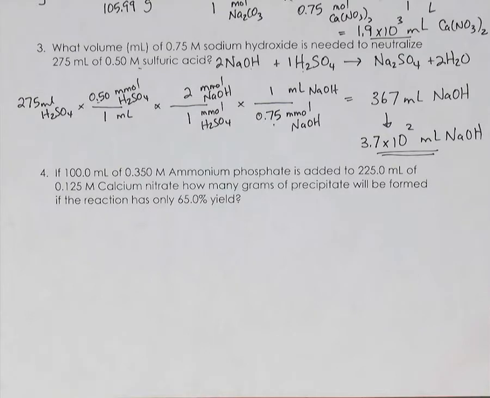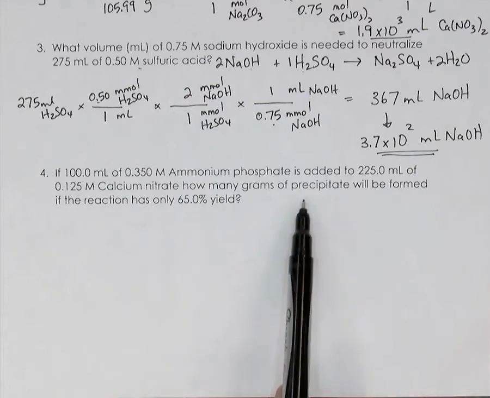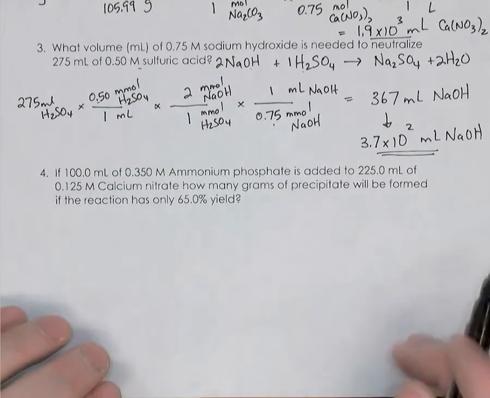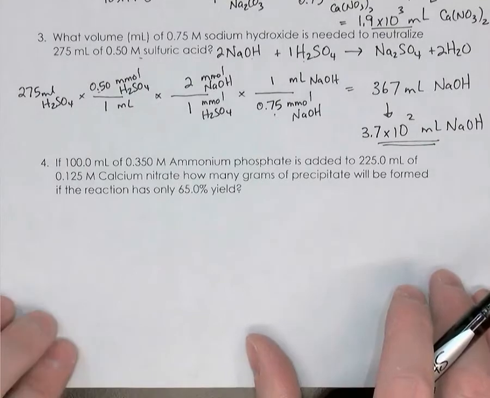Now you notice the question actually didn't identify the precipitate, so we're going to have to use some solubility rules. And again, it doesn't have a balanced equation, so we're going to have to write a balanced chemical equation as well. And then finally, we've got this added wrinkle that there's only 65% yield to this reaction. So there's several things in here that make this a little bit more complicated than what we've been doing. So let's start. I think you know what you're doing. Pause the video and jump in and try it.